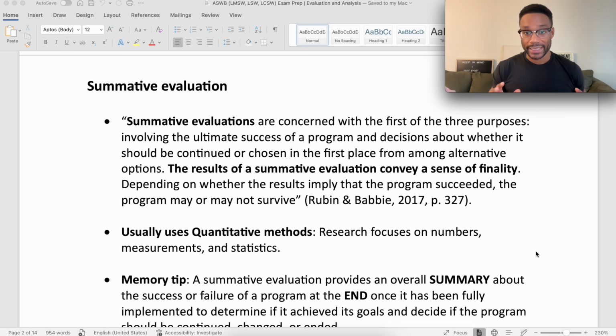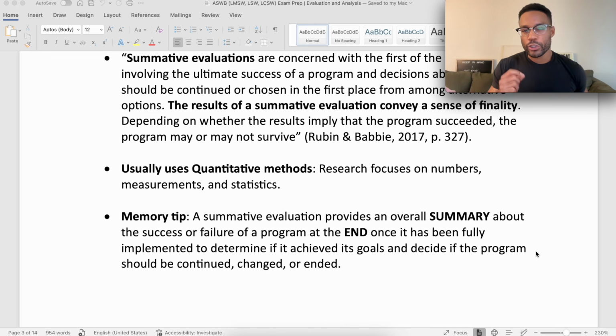So at the end, depending on whether the results imply that the program succeeded, the program may or may not survive. Because after a summary of the entire program, right at the end, we can decide based off of the results that we got from doing this summative evaluation: should we continue it, should we discontinue it, or just make some improvements so that we can ultimately continue the program?